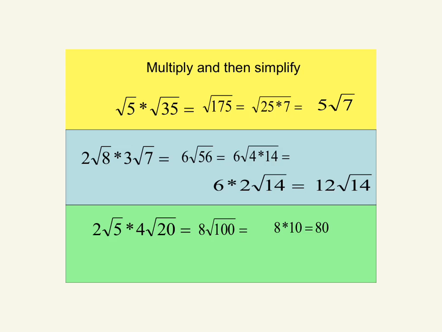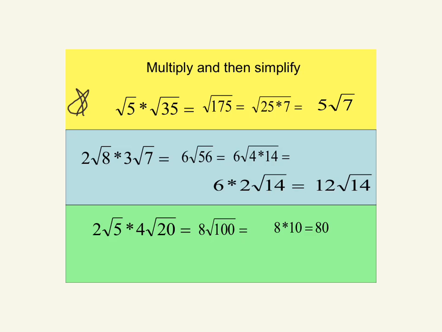So for example, if we look at this first one here, we have the square root of 5 times the square root of 35. So there are no numbers on the outside, so we take 5 times 35 and leave it underneath the radical, the square root of 175, and then we simplify it.